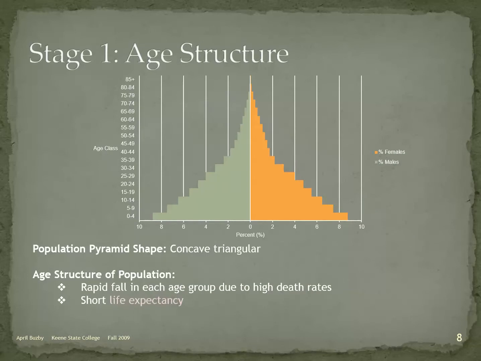This is a typical age structure diagram for this stage. The main thing is that it's concave triangular, meaning that we're still seeing a lot of death between this age bracket and the next age bracket up, and we're seeing that death causes it to cinch inward or cave inward like this. And so this is also associated with short life expectancy.